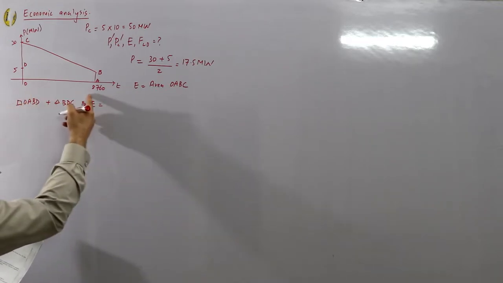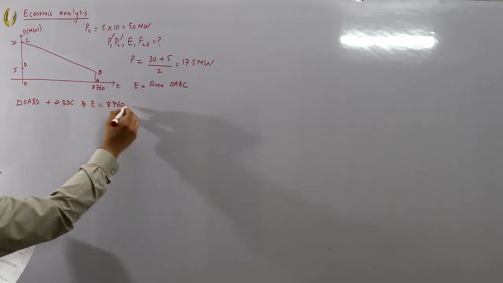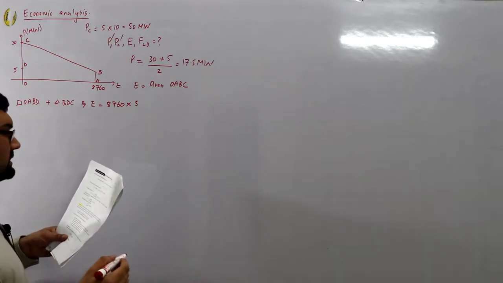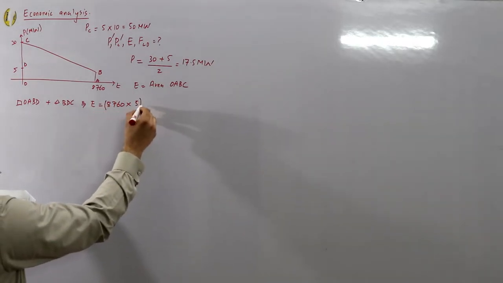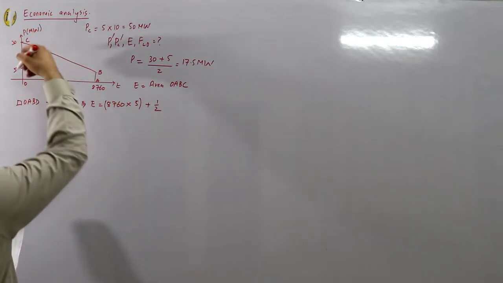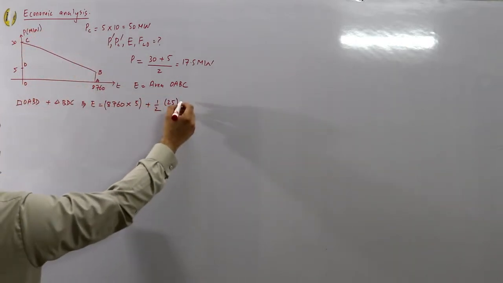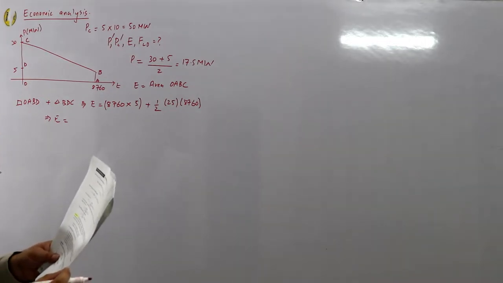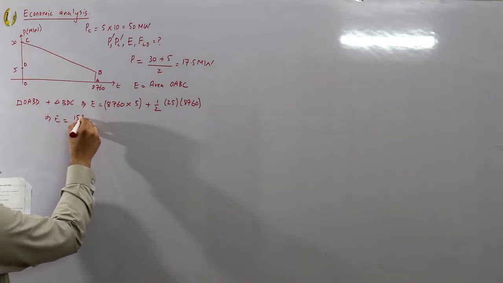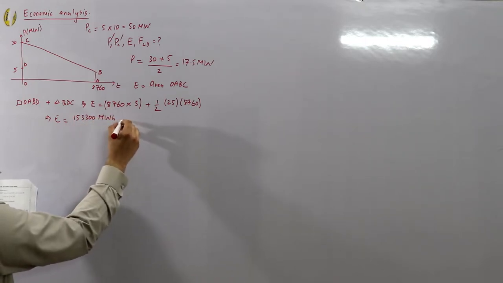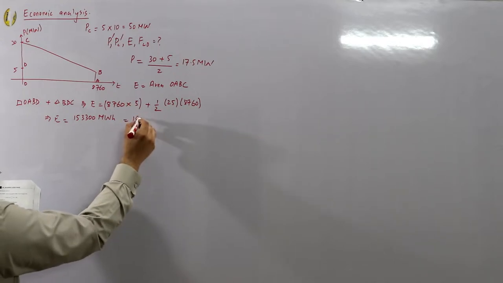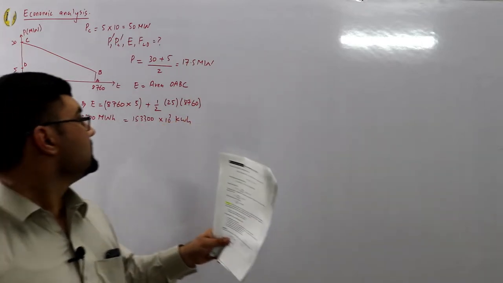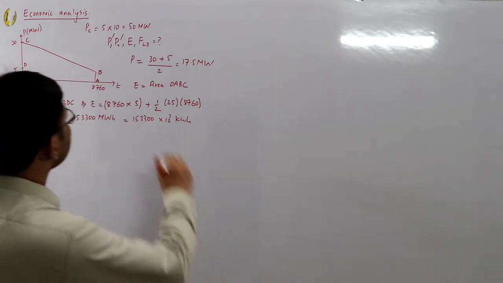So my energy units would be the time in hours, 8760, multiplied with 5 in megawatts, so this is in megawatt hours, plus 1 over 2 for the triangle, 30 minus 5 which is 25, again multiplied by 8760. This comes out to be 15330 megawatt hours, or 15330 into 10 to the power 3 kilowatt hours. Kilowatt hours is the proper definition of energy units. So we are done with the energy units also.